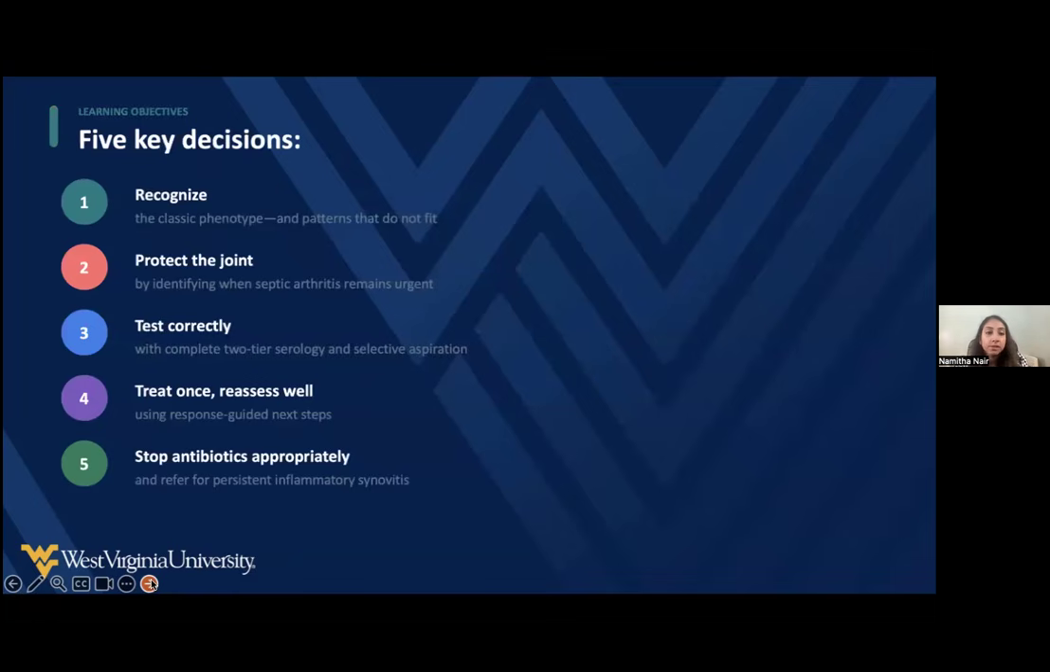So, 5 key decisions to be made when thinking about Lyme arthritis. First, recognize the classic phenotype and know what doesn't seem to fit. Second, protect the joint, which is basically ruling out septic arthritis, because that would require urgent intervention, surgical involvement, and things like that. Third, test correctly. We would usually recommend a two-tier serology. Sometimes you can do aspiration in select cases. Then treat once, have an appropriate reassessment of the patient's response, and stop antibiotics when they are not indicated.